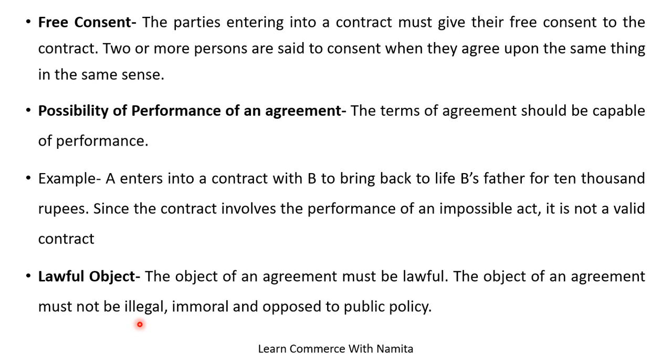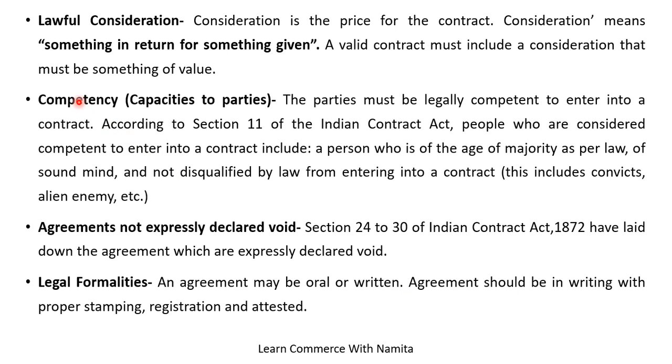For example, smuggling. If a person is entering into a contract with another person for smuggling, then obviously it is an illegal object. So it is not a valid contract. To make a contract which is valid in terms of law, the object and the purpose should be lawful. Next essential element is lawful consideration.